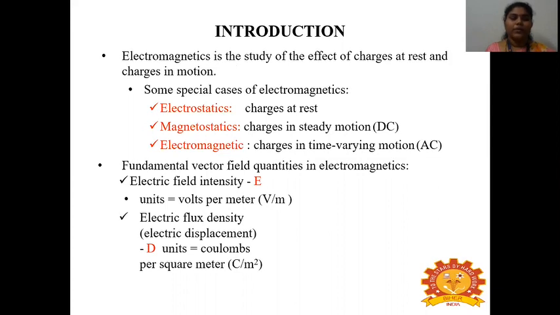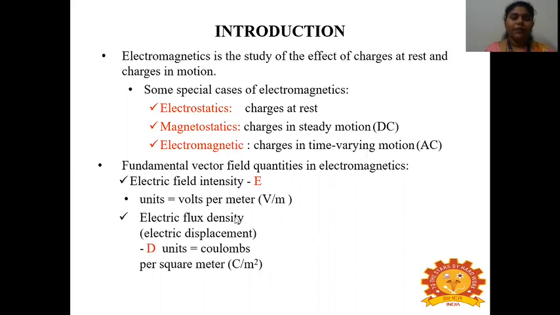One is electrostatic. Electrostatic deals with the charges which are at rest. Next one is magnetostatic. Magnetostatic deals with charges in steady motion, that is called DC. DC is nothing but direct current. Next one is electromagnetic. Electromagnetic deals with the charges which vary according to time. That is AC, alternating current. So the charges will vary according to time.